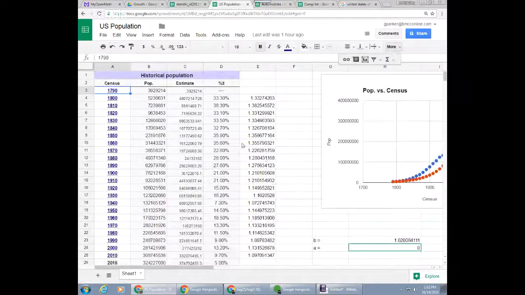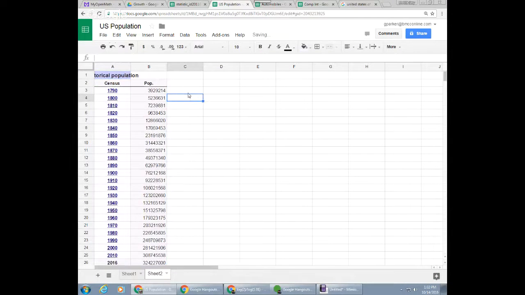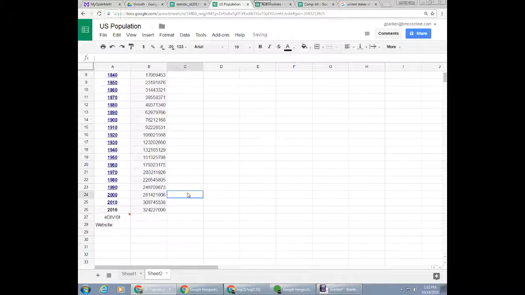So let me show you what I did on this one. I'm going to copy some of this data over to another sheet. These populations came from the US Census Bureau. I found them on Wikipedia. Eventually I would have to put the website of where I found it at the bottom. I'll come back to that later.